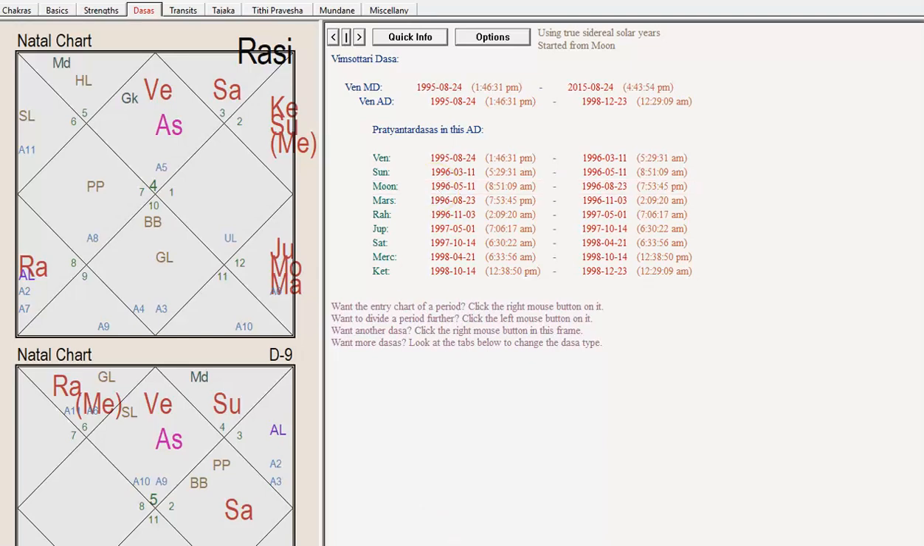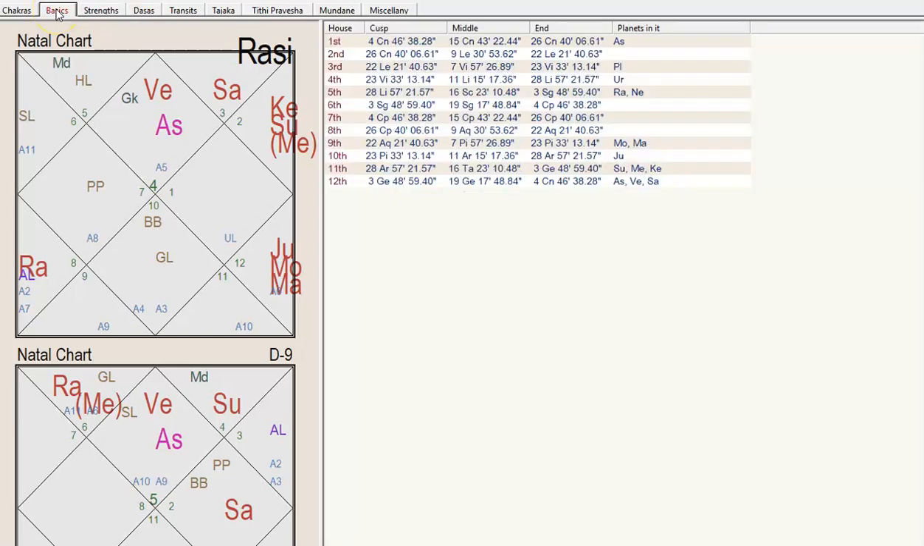Pretty straightforward, pretty simple, pretty easy to look at. Yes, there's multiple dashas that we could look at, but for now we're keeping things pretty basic. Let's go back here. So Venus, Jupiter is the main planet being activated in 1997 through 1999, which was the divorce period for this person. And what is Venus and Jupiter mostly showing? So look, Venus is showing the 12th house. Saturn, also showing 12th house. And then where's Jupiter? 10th house.